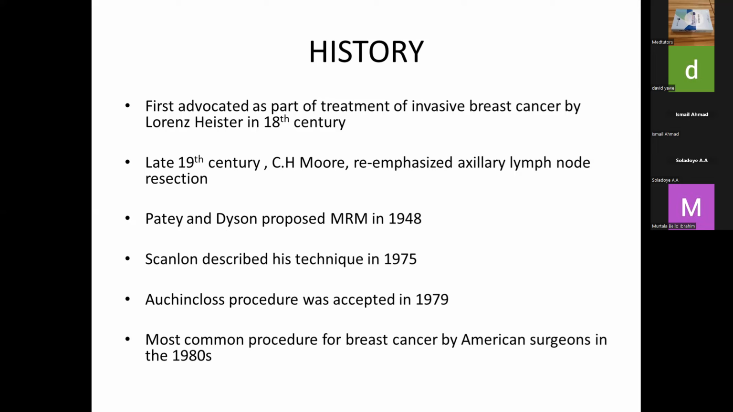In 1948, Patey proposed the modified radical mastectomy. Scanlon described his technique in 1975, and Auchincloss's procedure was accepted in 1979. It was the most common procedure for breast cancers by American surgeons in the 1980s.